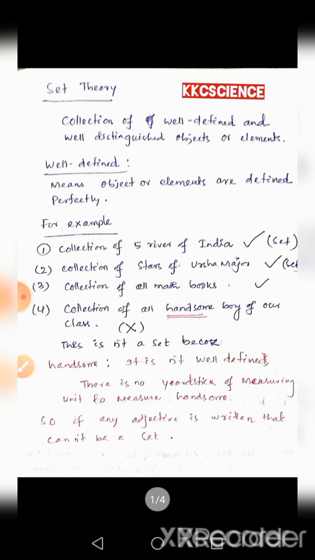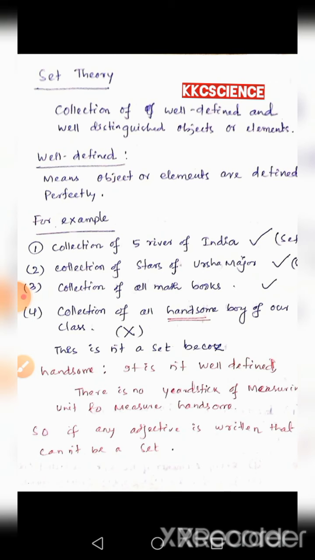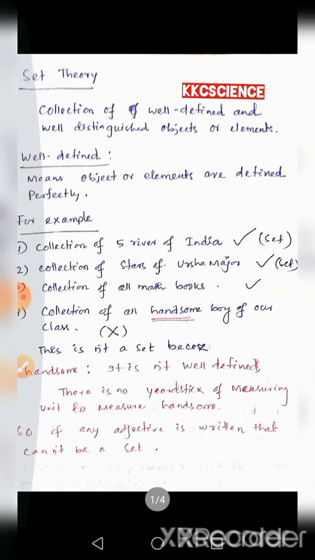What is a set? A set means a collection of well-defined or well-distinguished objects or elements. In this set you have to group certain elements or objects that have the same nature, that means they have the same properties. What does well defined mean? Well defined means that it is defined perfectly.